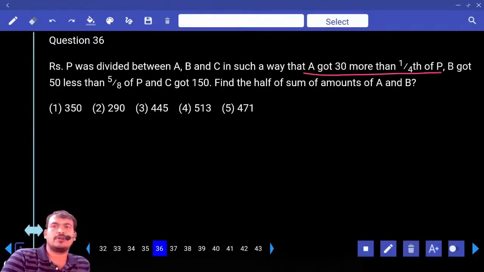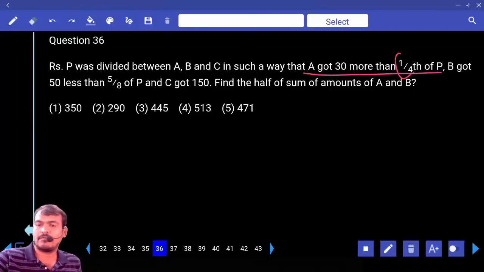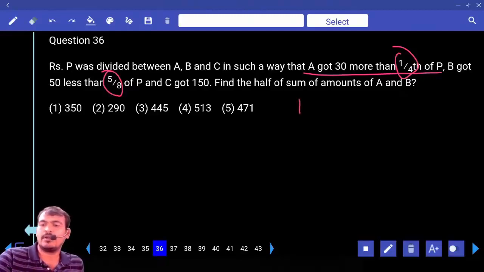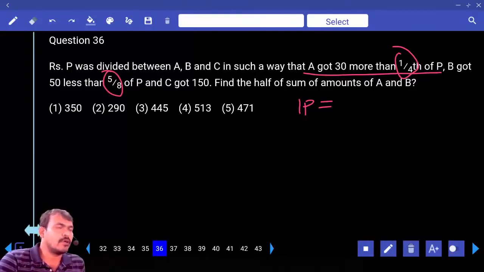1/4 means we can write 2 by 8. Either 1 by 4 or 2 by 8, both are the same. If it is 2 by 8, already here we have 5 by 8. 2 by 8 plus 5 by 8 is 7 by 8. Out of 8 parts, how many parts are already completed? 7 parts. What are the remaining parts? 1 part. That 1 part equals the remaining value.